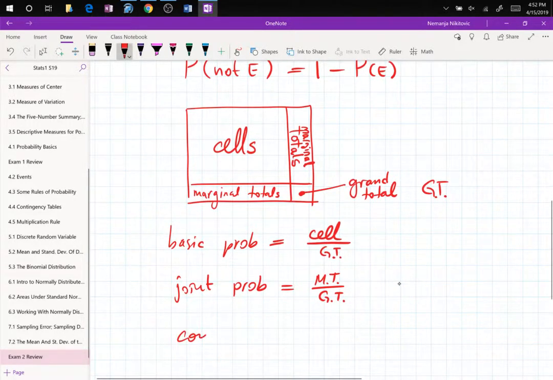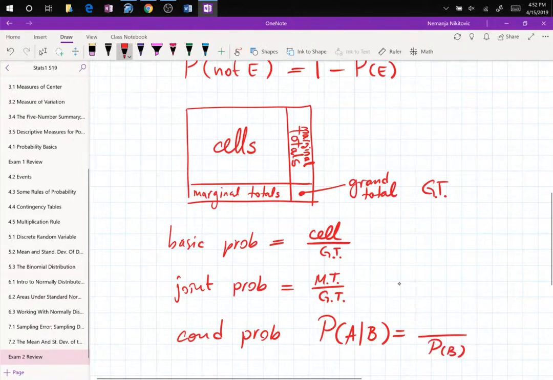And then we have conditional probability, which was probability of A given B, which always had the probability of B here, and then whatever fits in here, which is a cell. They do give you the formulas to memorize, but I'm not keen on formulas.